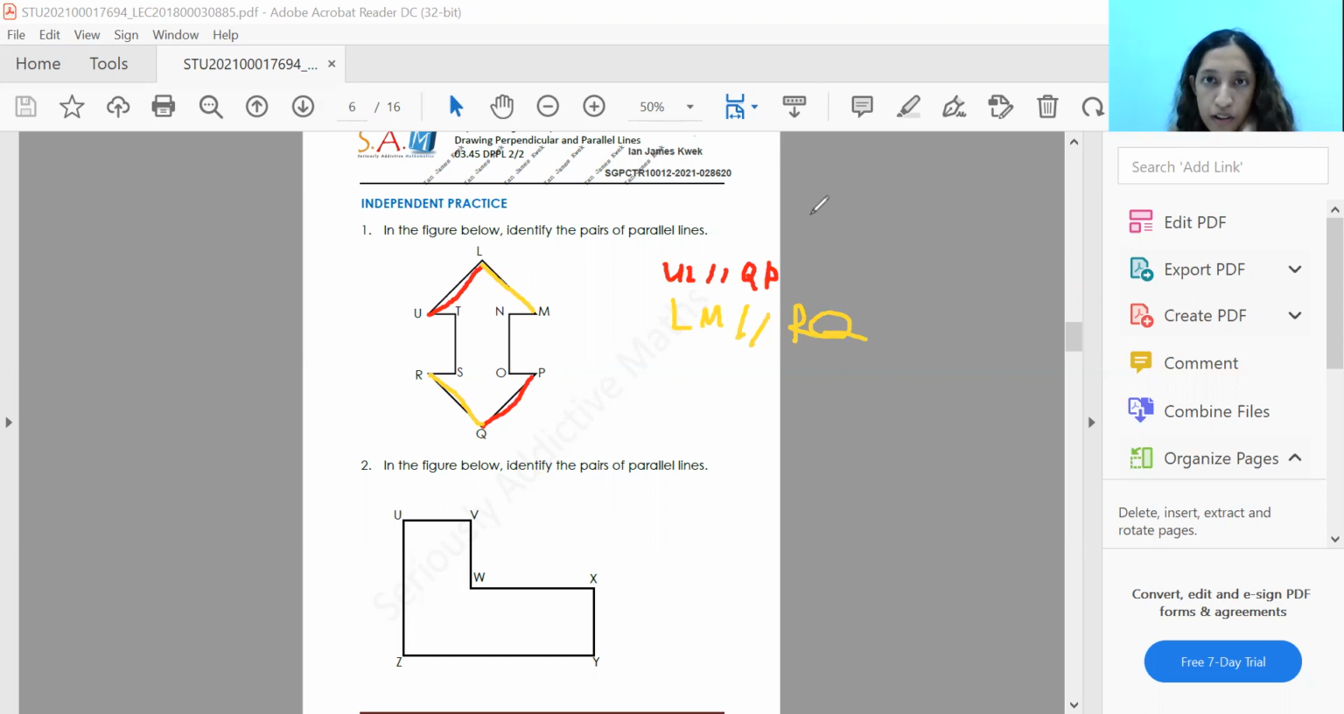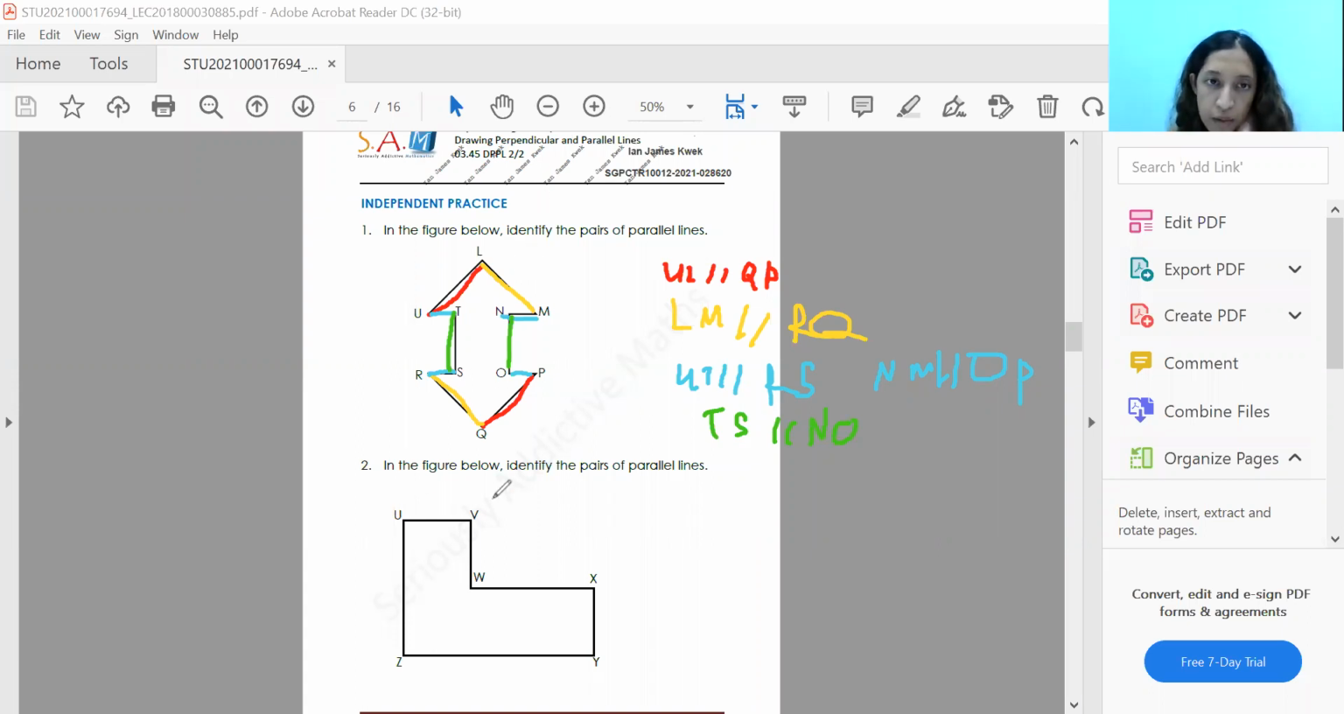Okay, is that it or is there more? Let's see. Now, what about UT and RS? Okay, so UT parallel to RS. Also, what about NM and OP? NM parallel to OP. And then what about the other one? TS and NO. So TS is parallel to NO. There we go. Okay, I hope all of you got that.